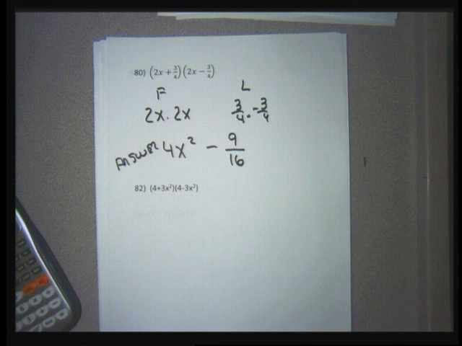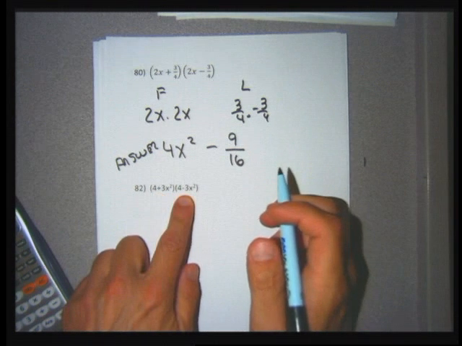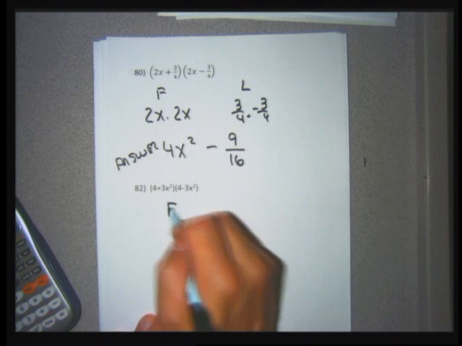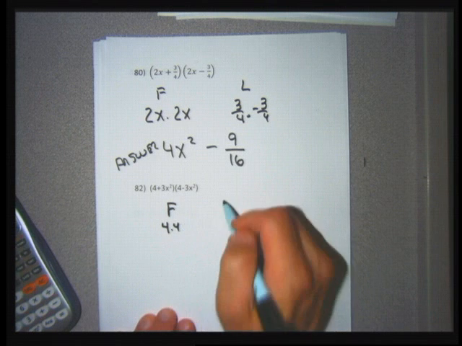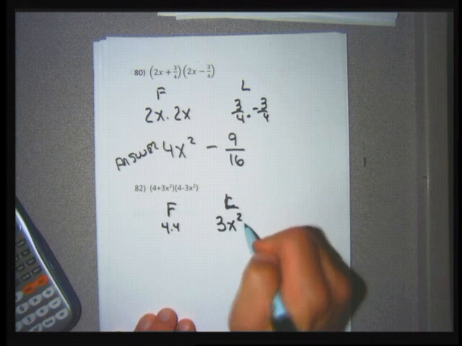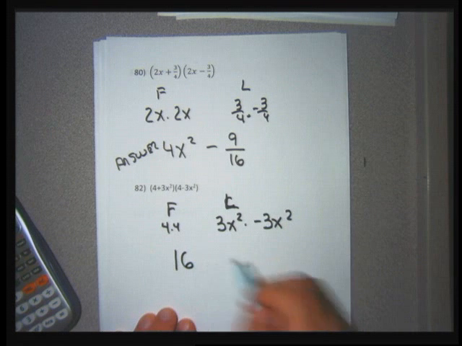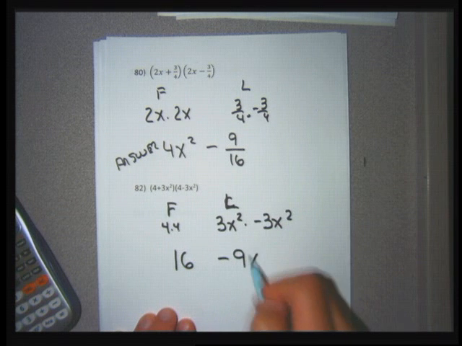82, even though the x's are written second, it's still conjugate pairs because the parentheses have the same contents with opposite signs. So I do the first, which are 4 times 4, the lasts, which are 3x squared times minus 3x squared. The first give me a 16, the last give me a minus 9x to the 4th.